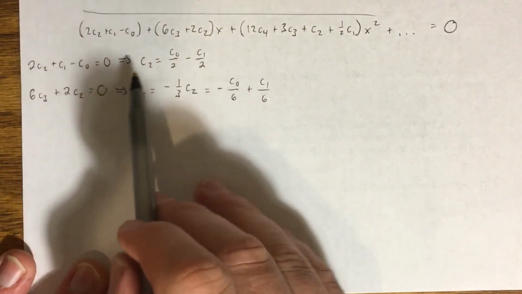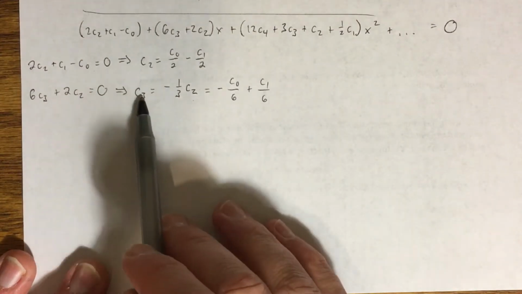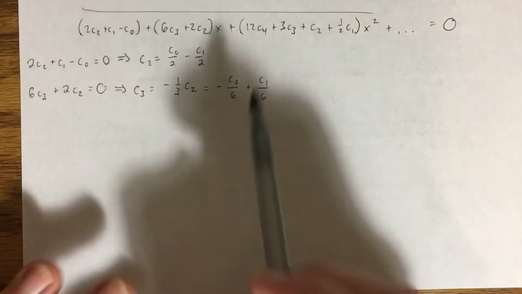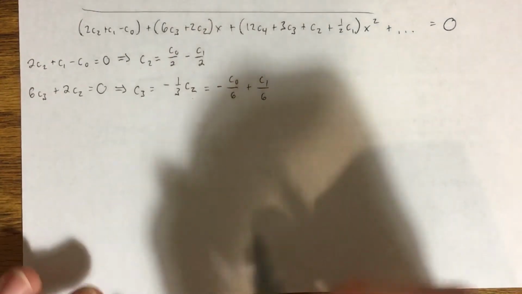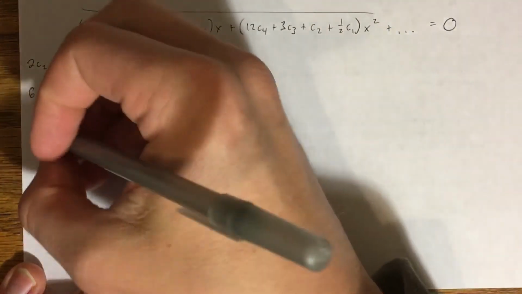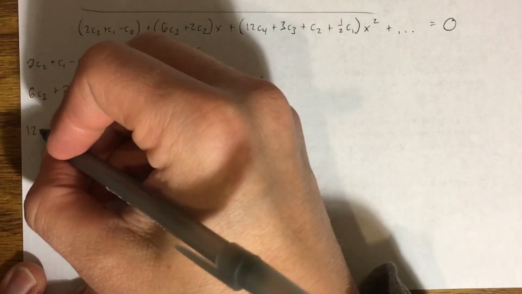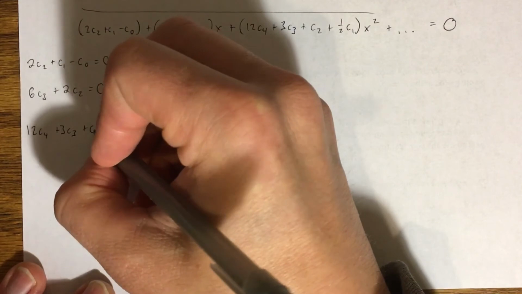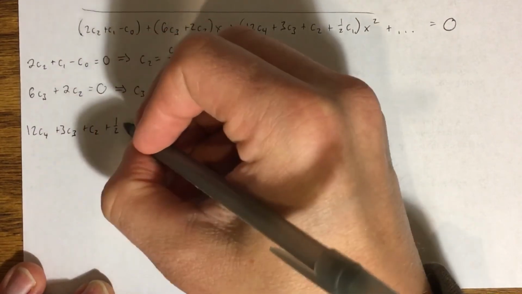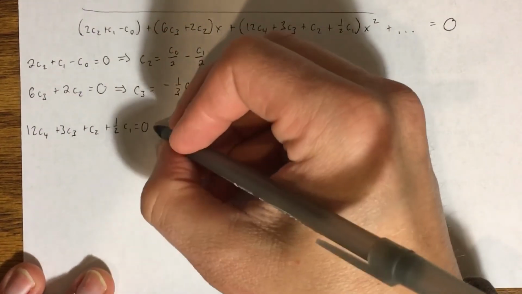So now we have C2 in terms of our parameters, C3 in terms of our parameters. I'm going to do one more since I do have a C4 floating around up here. Let's find C4 in terms of our parameters. So I'm going to set that coefficient equal to 0. 12C4 plus 3C3 plus C2 plus 1/2 C1 equals 0.